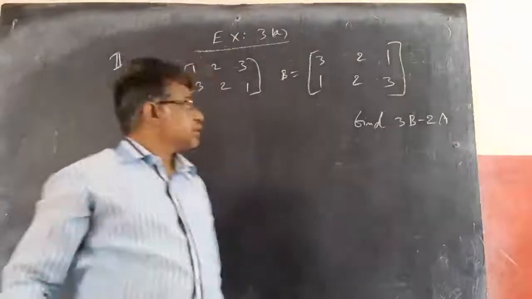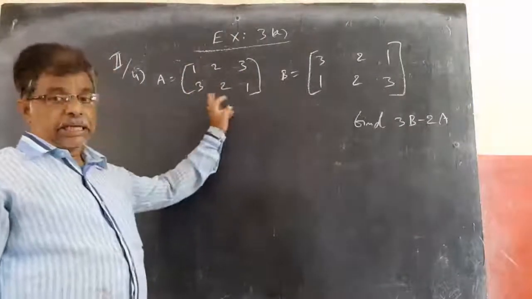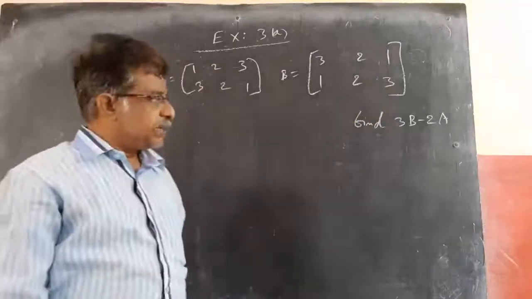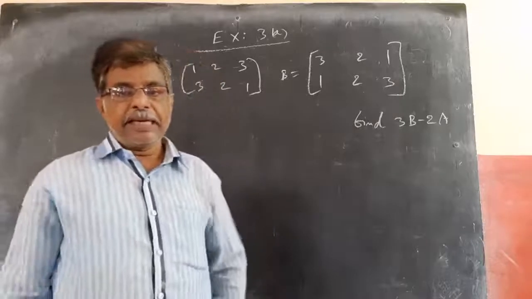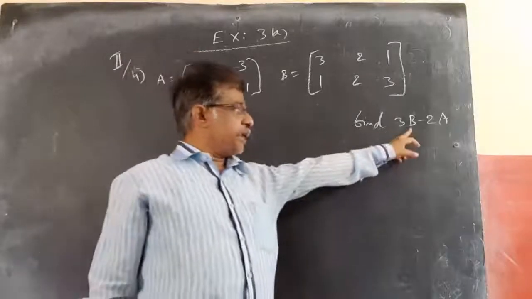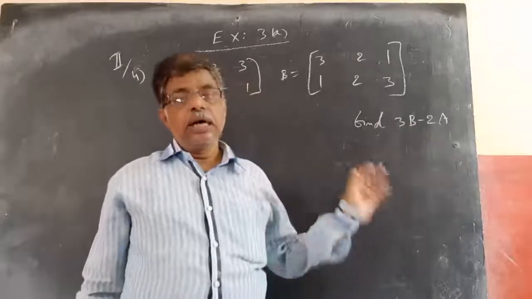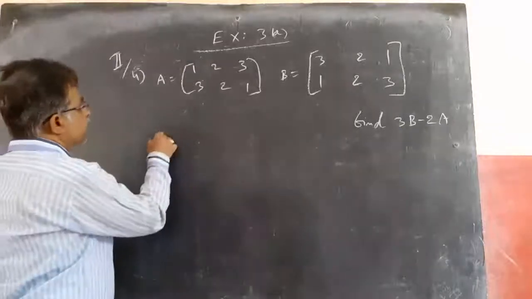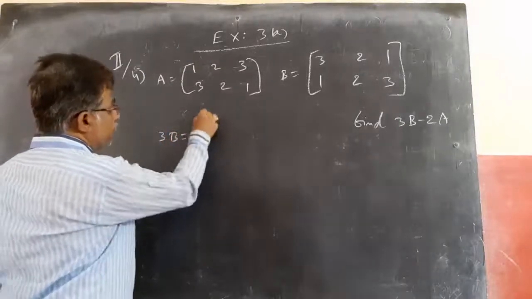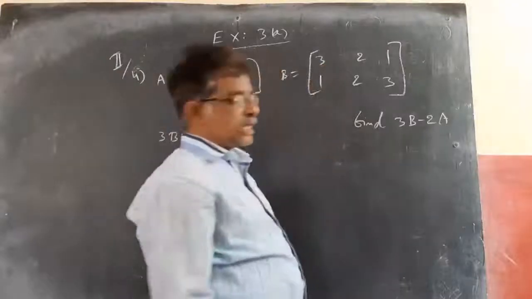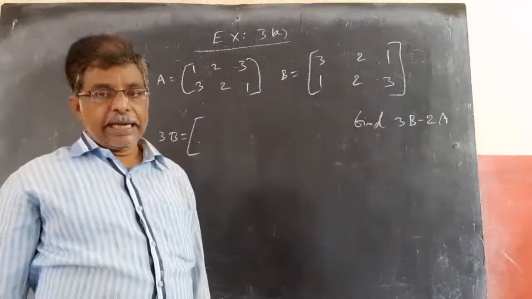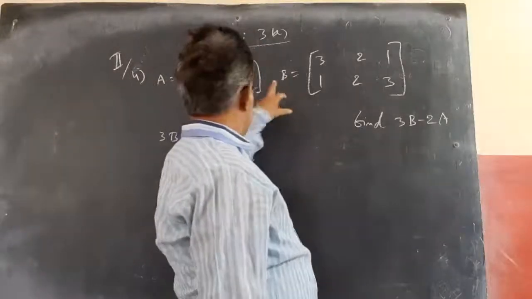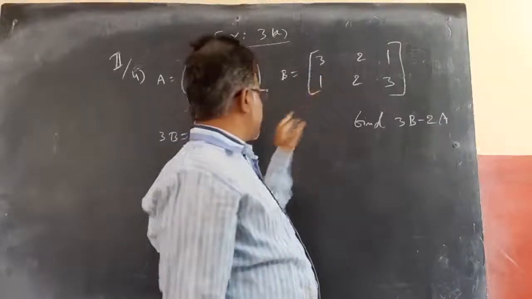Last sum of the exercise. If A equals 1, 2, 3; 3, 2, 1 and B equals 3, 2, 1; 1, 2, 3, find 3B minus 2A. This means we are multiplying B with a scalar 3 and A with a scalar 2, then subtracting. First 3B: multiplying every element of B with 3. It's called scalar multiplication. K into A means every element of A is multiplied with K.